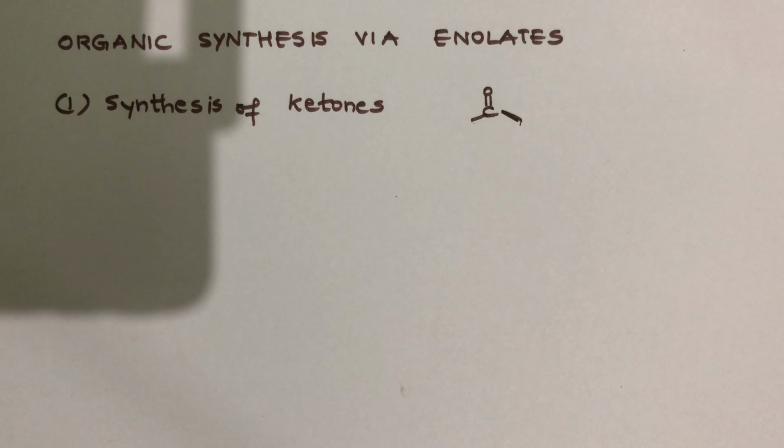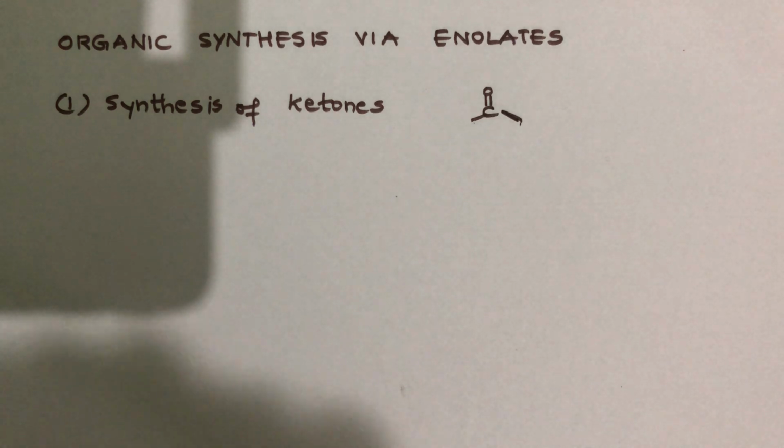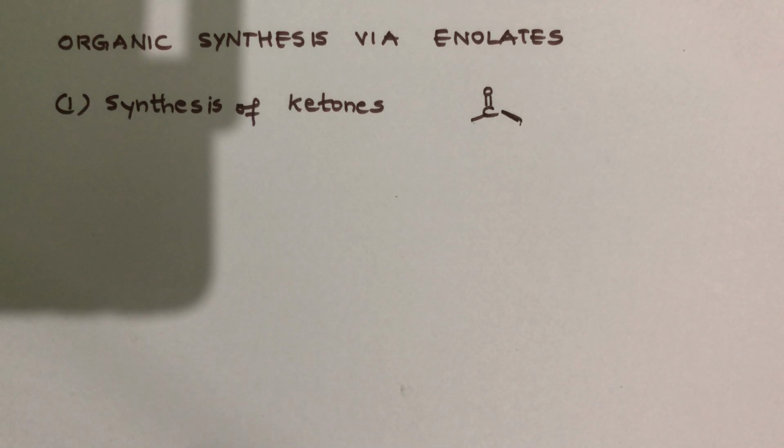So methyl ketones can be prepared from ethyl acetoacetate. This reaction involves the use of sodium ethoxide. So ethyl acetoacetate is first treated with sodium ethoxide. It generates the sodium salt of ethyl acetoacetate, and then the molecule is treated with alkyl halides followed by ketonic hydrolysis, which will give you the required methyl ketones.